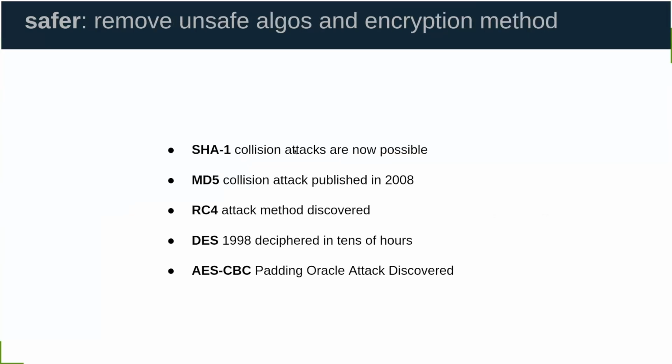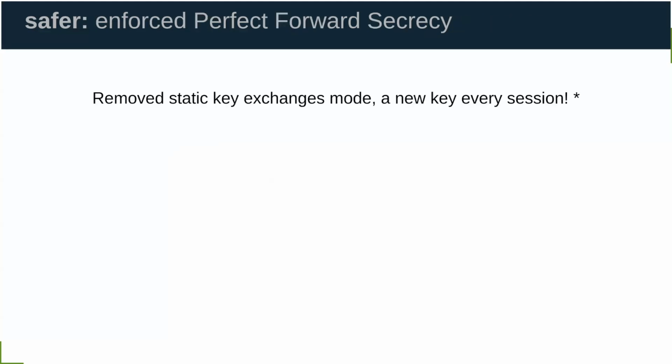First of all, it's safer. It's safer for several reasons, and I'll go over some of them. First of all, in TLS 1.3, and so also in DTLS 1.3, older and unsafe algorithms were removed. This is a list of all the algorithms that were removed and cannot be used in TLS 1.3. Also, it's safer because by default, it always enforces perfect forward secrecy.